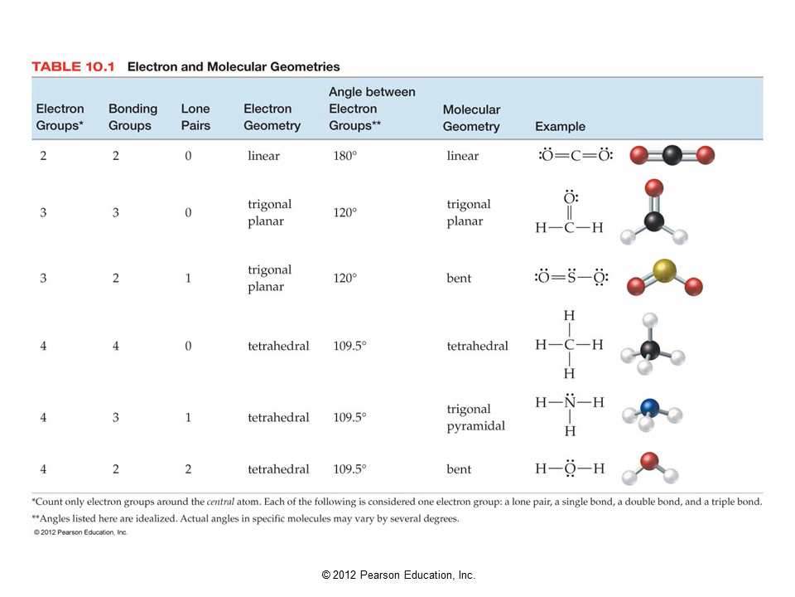Here's a table, 10.1, a very important one. All you have to do is write a correct Lewis structure, identify the electron groups, and it will give you the angles and the description of the molecular shape. You can always look it up here.